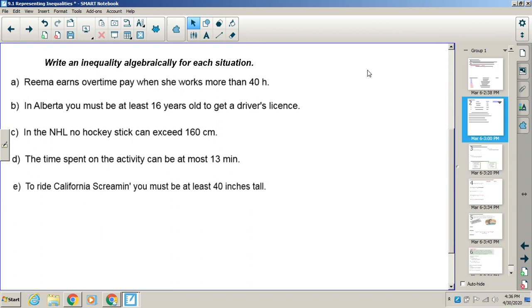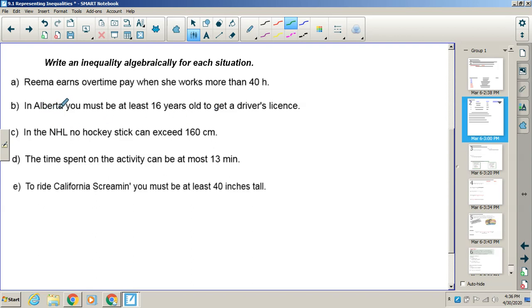So you're going to be given a verbal statement like in A, where it says this person named Rima earns overtime pay when she works more than 40 hours. So according to the statement, she has to work more than 40 hours to get overtime pay. Working 40 hours doesn't get her overtime pay, but anything over 40 hours would.